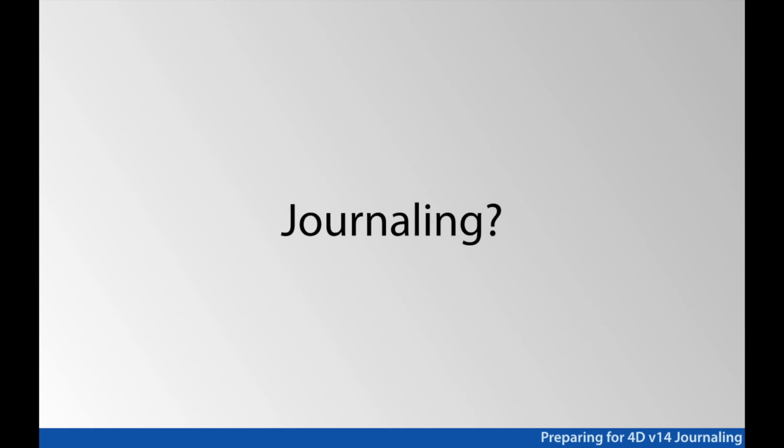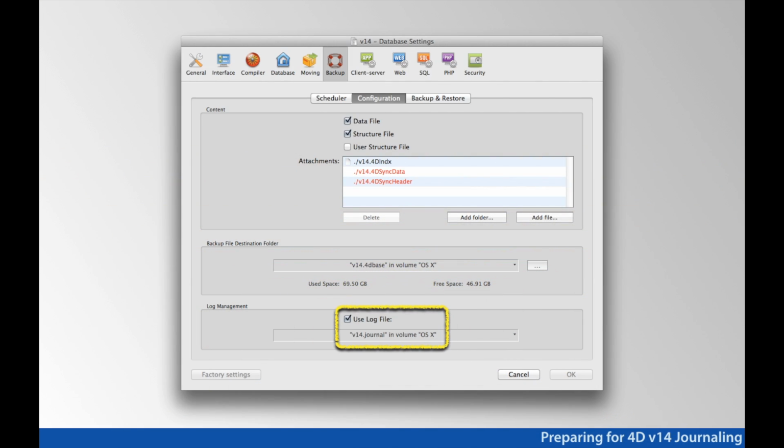So up first, talk about journaling. What do I mean by journaling? Now, I'm not trying to insult anyone's intelligence here. I think probably most of you know about the journaling feature in 4D. I just want to make sure that we're all on the same page. So when I say journaling, I'm referring to the setting in the database settings under backup configuration that says use log file. So sometimes it's called the log file, sometimes it's called the journal. The extension on the file is .journal. So log and journal, you can use the two terms interchangeably with 4D.